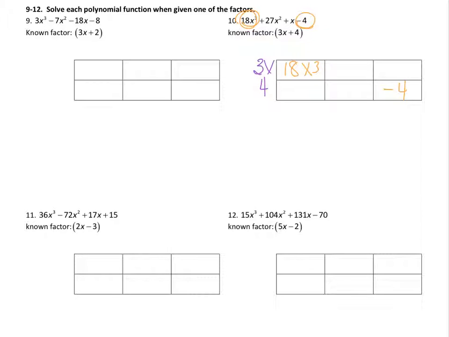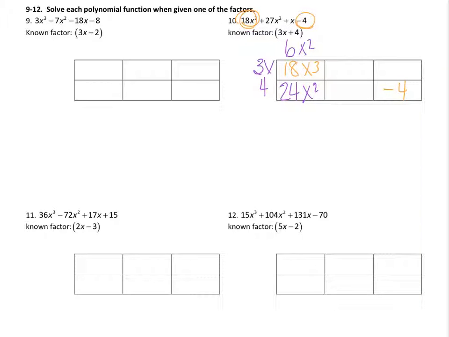So from here on out, I am asking myself questions about multiplication. I want to know 3 times what gives me 18, and that answer is 6. And I want to know x times what will give me x to the third, and that answer is x squared. Once I know that, I can multiply the 6 times 4. That gives me 24x squared.